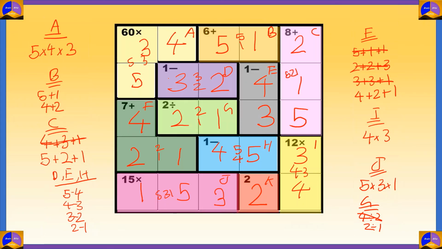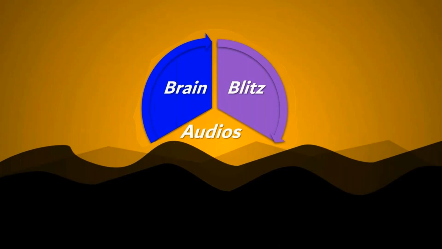Let's recheck. 3 times 4 times 5 is equal to 60. 5 plus 1 is 6. 2 plus 1 plus 5 is 8. 3 minus 2 is 1. 4 minus 3 is 1. 2 divided by 1 is 2. 4 plus 2 plus 1 is 7. 5 minus 4 is 1. 3 times 4 is 12. And 1 times 5 times 3 is 15. This is all about Mathdoku.